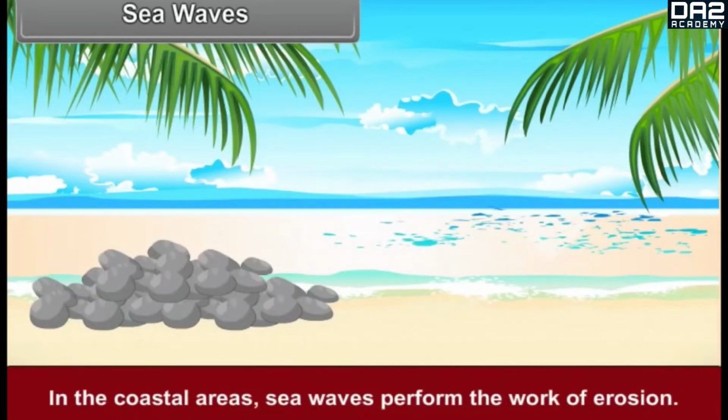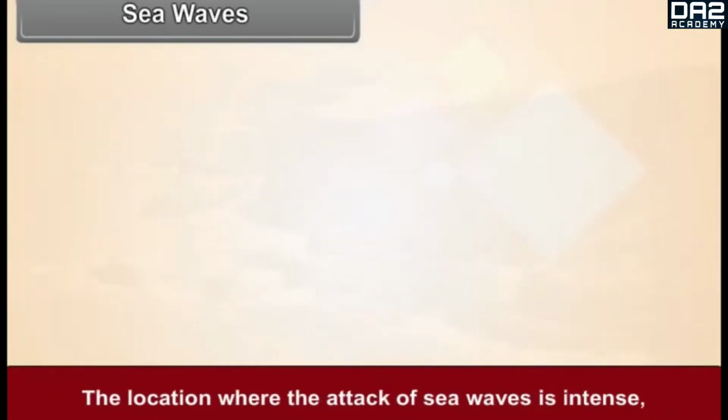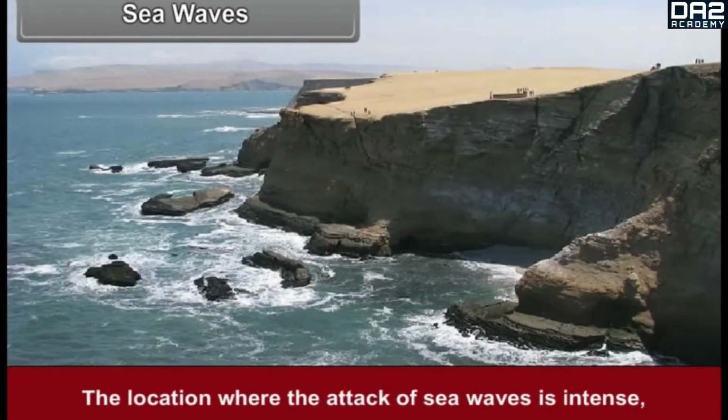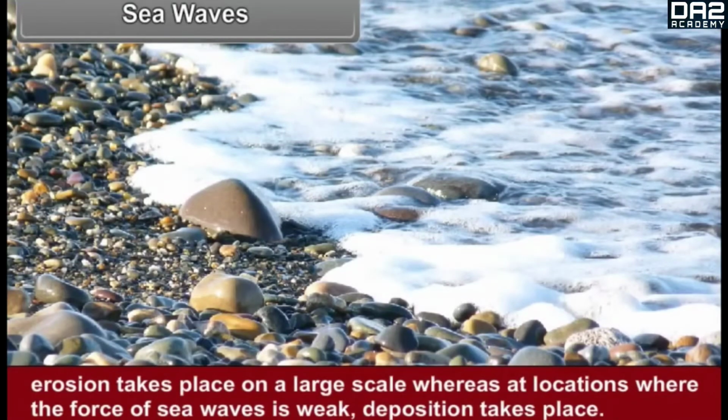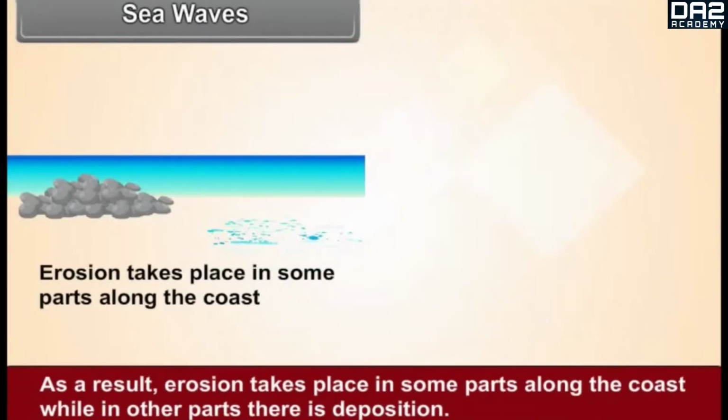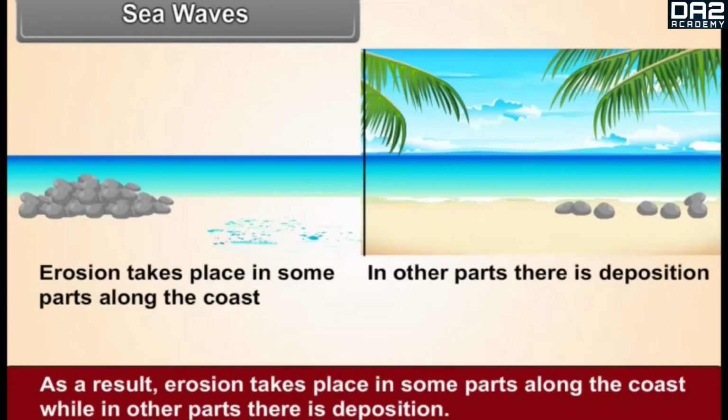In the coastal areas, sea waves perform the work of erosion. The location where the attack of sea waves is intense, erosion takes place on a large scale, whereas at locations where the force of sea waves is weak, deposition takes place. As a result, erosion takes place in some parts along the coast, while in other parts there is deposition.